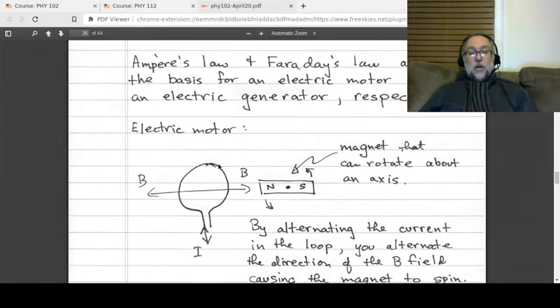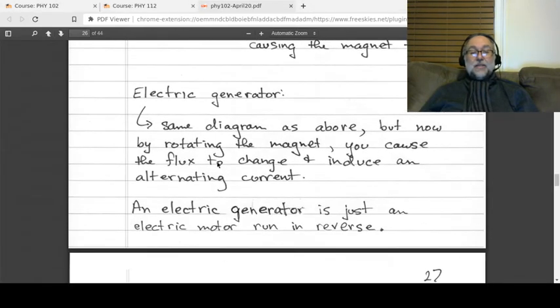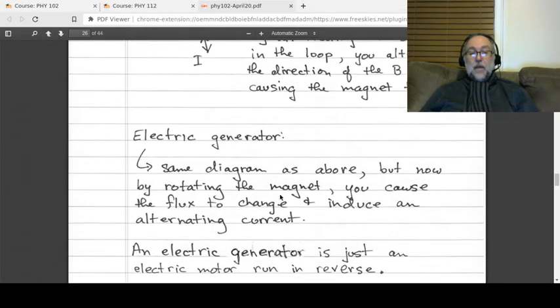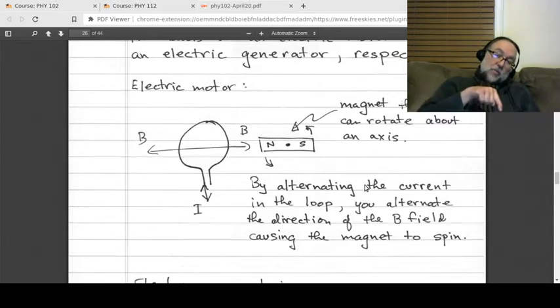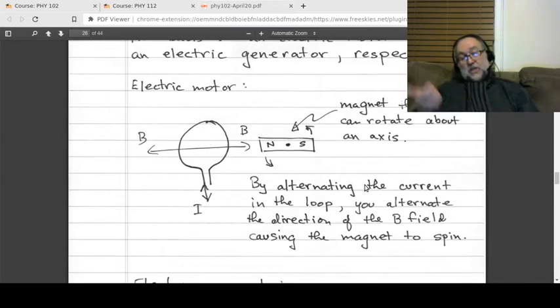So how does a generator work? Well, it's the exact opposite. It's the same diagram, but this time, rather than applying the current, you rotate the magnet. As the magnet rotates, it changes the flux through the coil, or through the loop here. And as the flux changes, you get an alternating current. You induce a current. When the flux is changing one way, the current turns one way, and when the flux is changing in the opposite direction, you get the current going in the other direction.